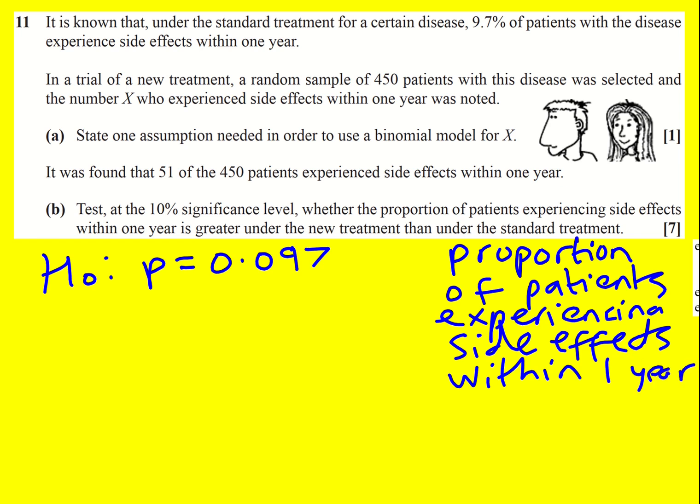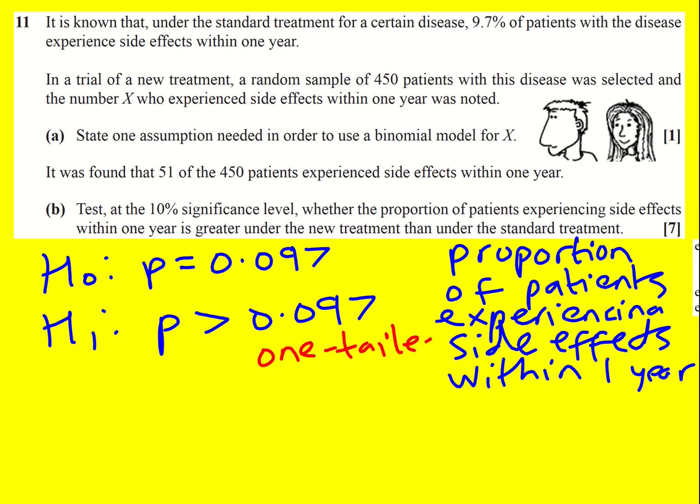This is us basically saying that nothing's changed. In the new treatment, we're still getting the same percentage of people having side effects. H1 is then that the probability has increased because we're looking at a larger proportion of people getting side effects. So P is greater than 0.097. And this, I would just remind myself at this point, makes it one-tailed rather than two-tailed, which would be not equal to. All right, that's how we start it out.